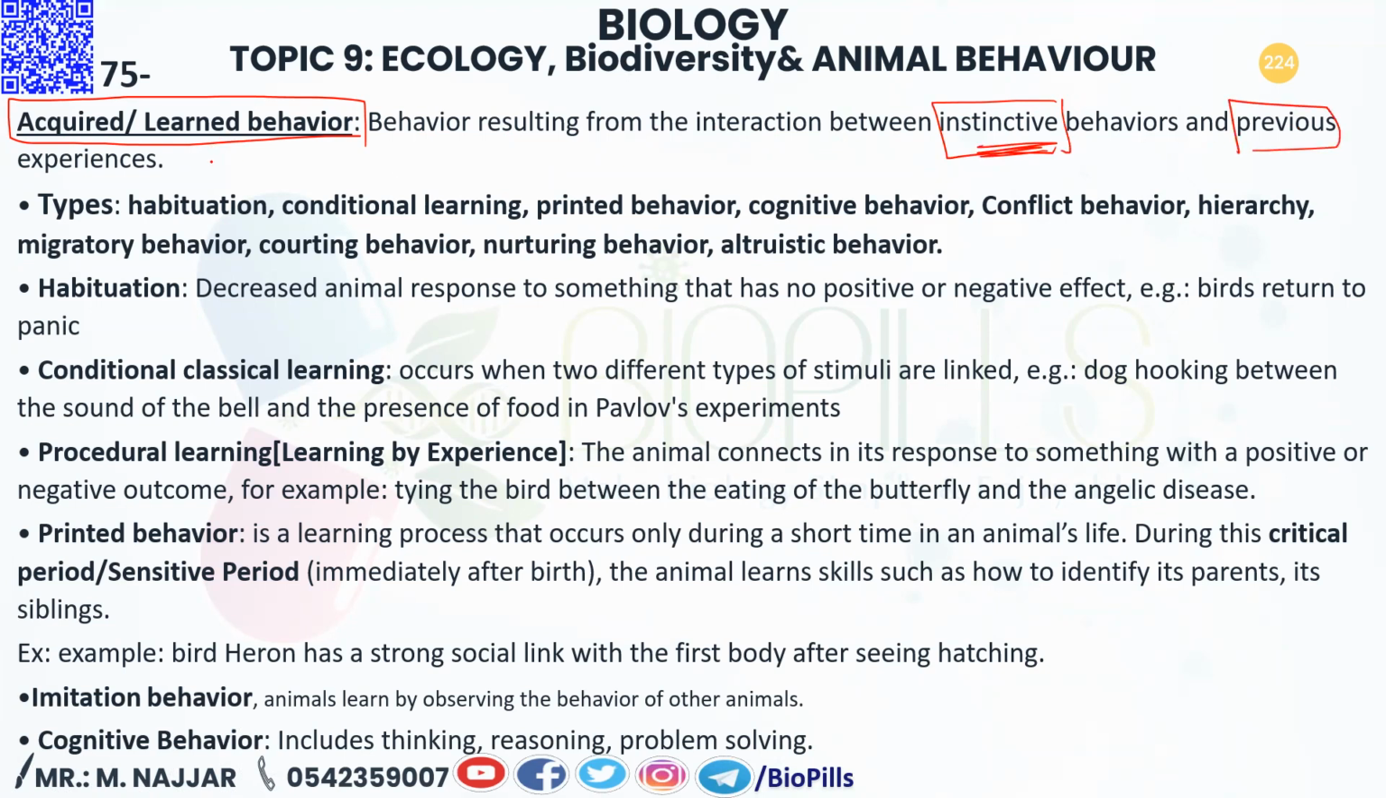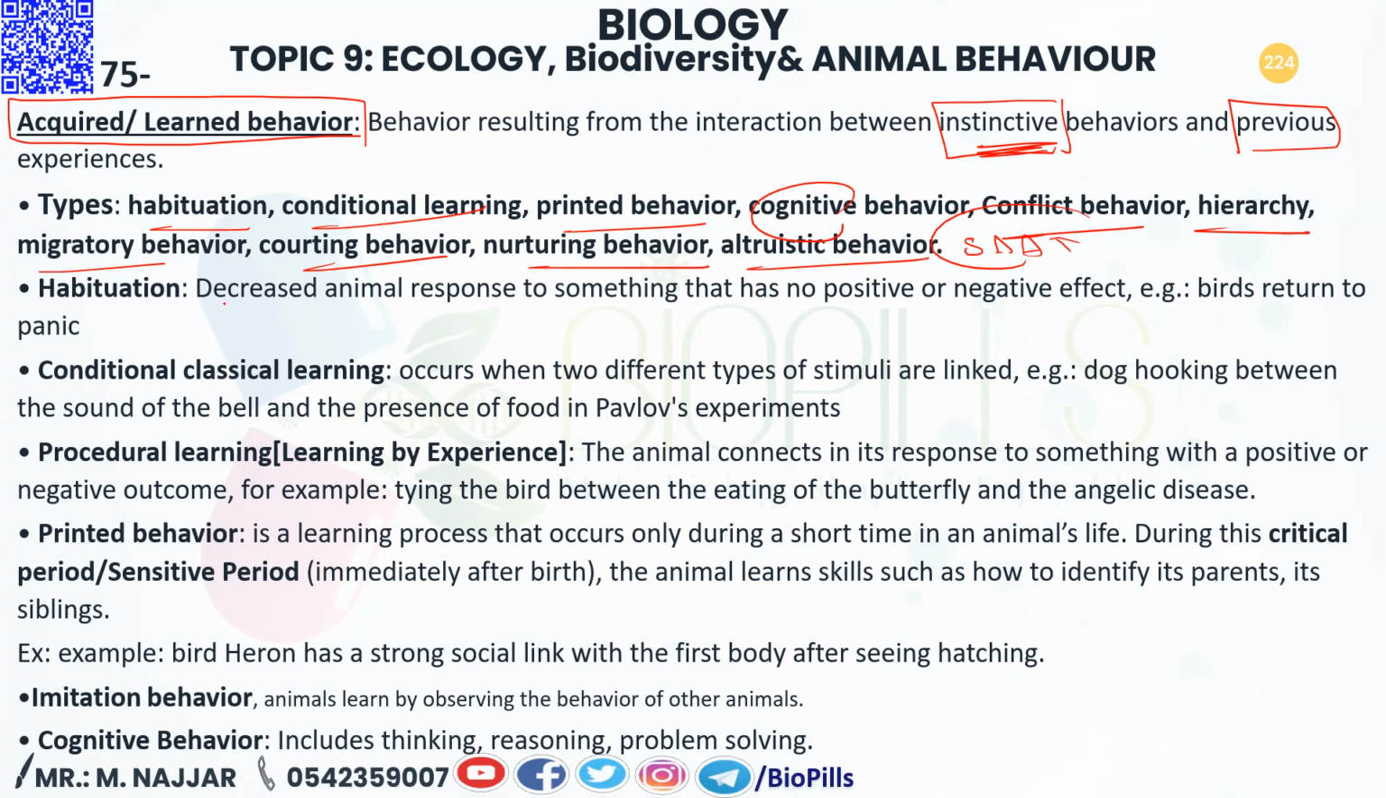And there are a lot, such as habituation, conditional learning, printed behavior, cognitive, conflict, hierarchy, migratory, courting, nourishing, altruistic. All of them came in the exam, by the way, and each one of them comes one or two times, which are the remaining questions.